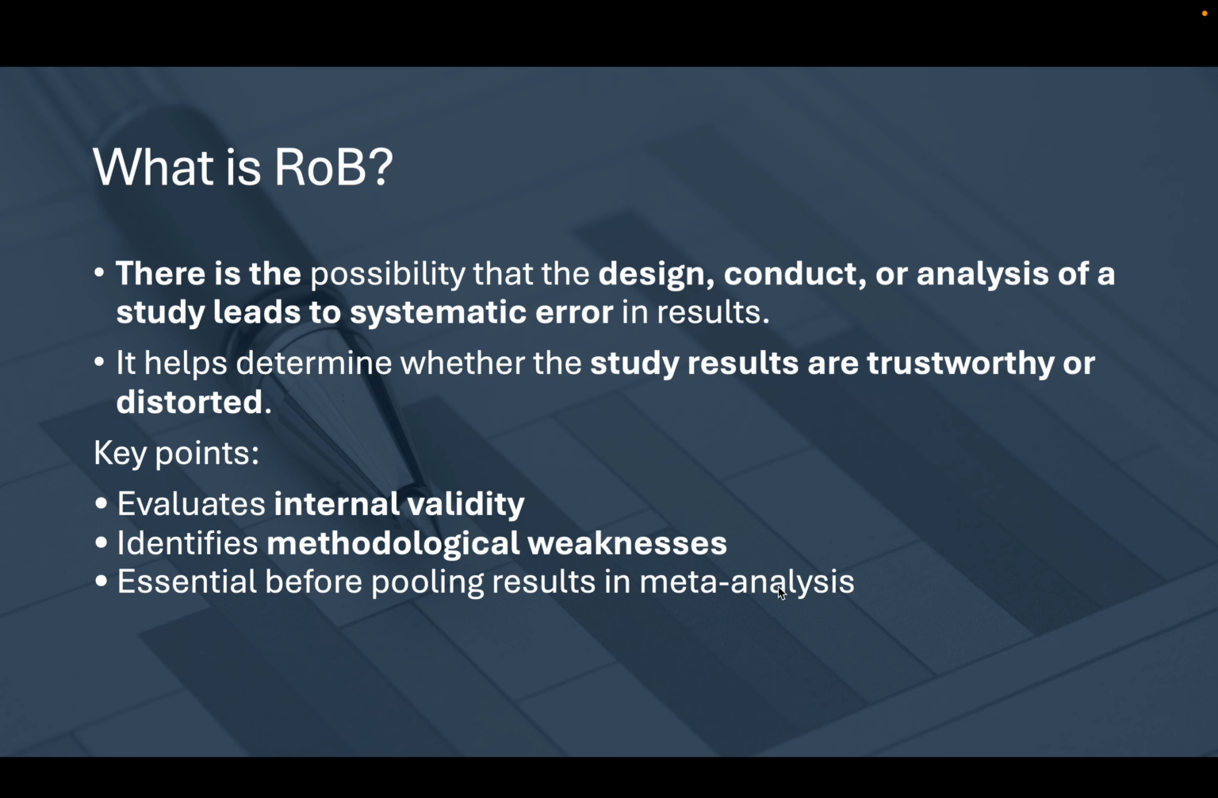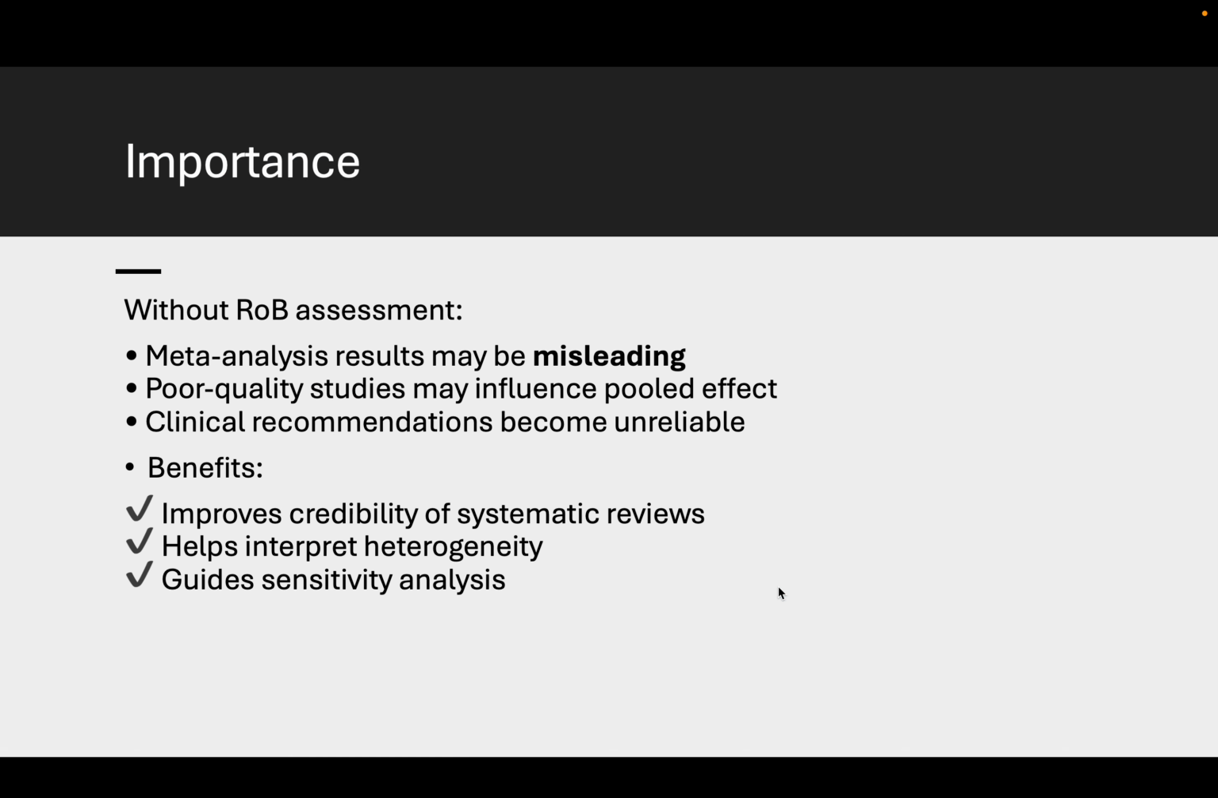The main outcome of the risk of bias assessment includes internal validity evaluation. RoB assessment helps to evaluate the internal validity of the study. It identifies if there is any methodological weakness or not, which is very essential before pooling results in a meta-analysis.